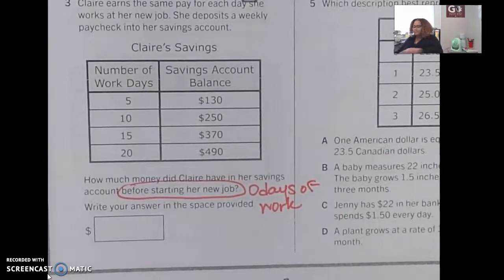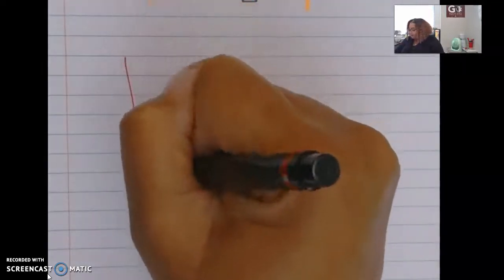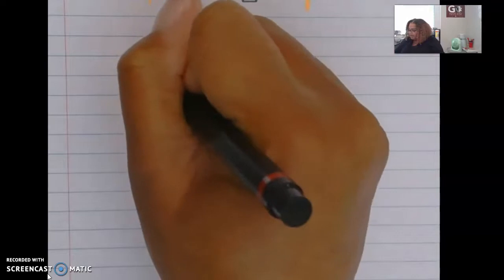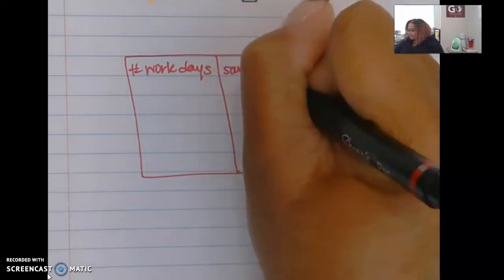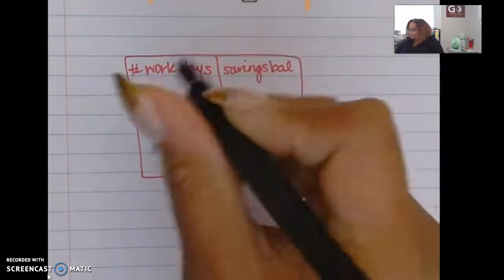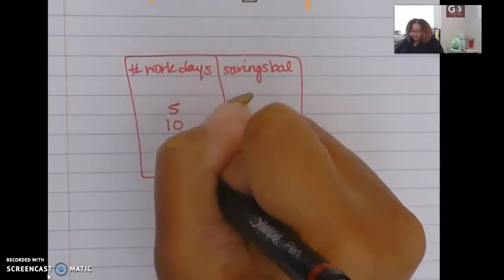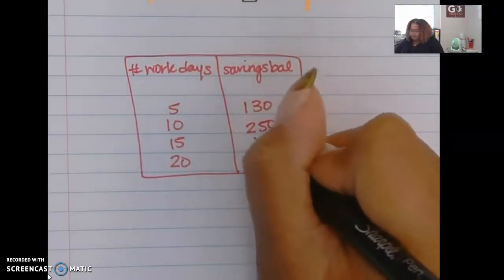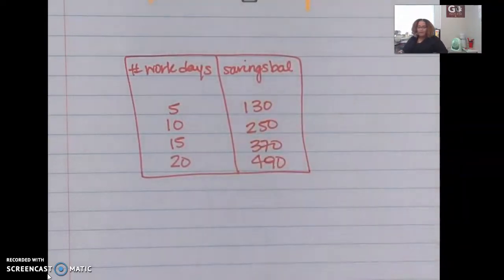So I like to expand my table. So over here, where I'm showing my work, I'm going to make a new table. Then I'm going to split it. This is number of work days, and this is savings balance. So they give me 5, 10, 15, and 20 days. And then I have $130, I have $250, I have $370, and I have $490 amounts there.